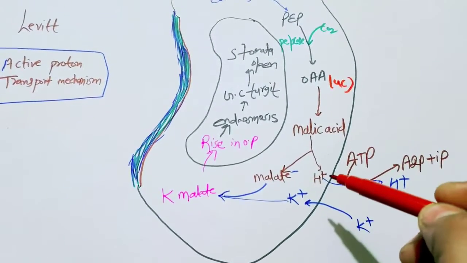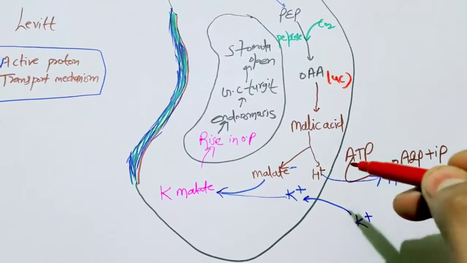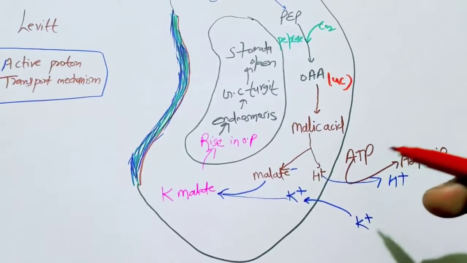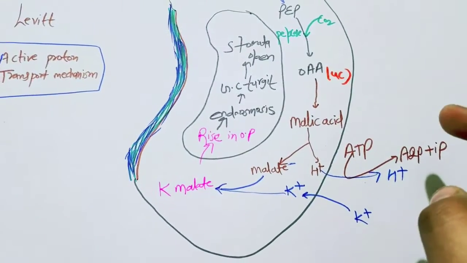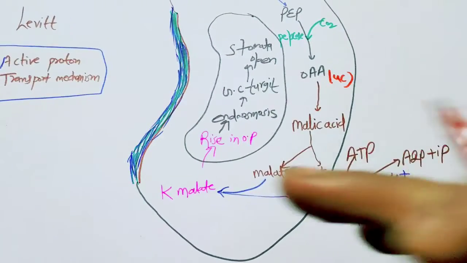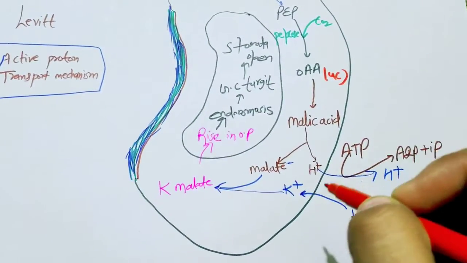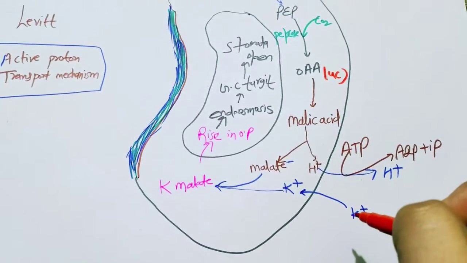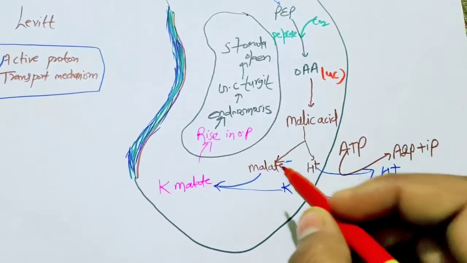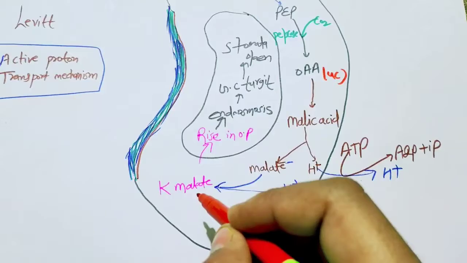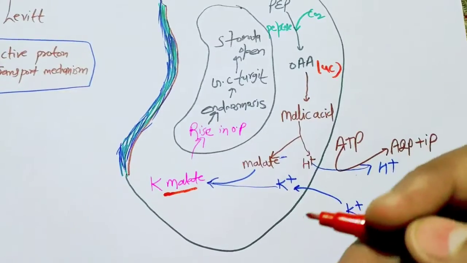What will happen? Your H plus ion will be transported from the guard cell into the subsidiary cell with the help of the energy currency, that is ATP. With the help of ATP, your H plus ion will be transported into the subsidiary cells, and K plus ion will be taken inside your guard cell. As you can see, H plus ion will be outside and K plus ion will be incoming in the guard cell. In the presence of K plus ion, malate will be converted into potassium malate, and this compound will increase the osmotic pressure in the guard cell.